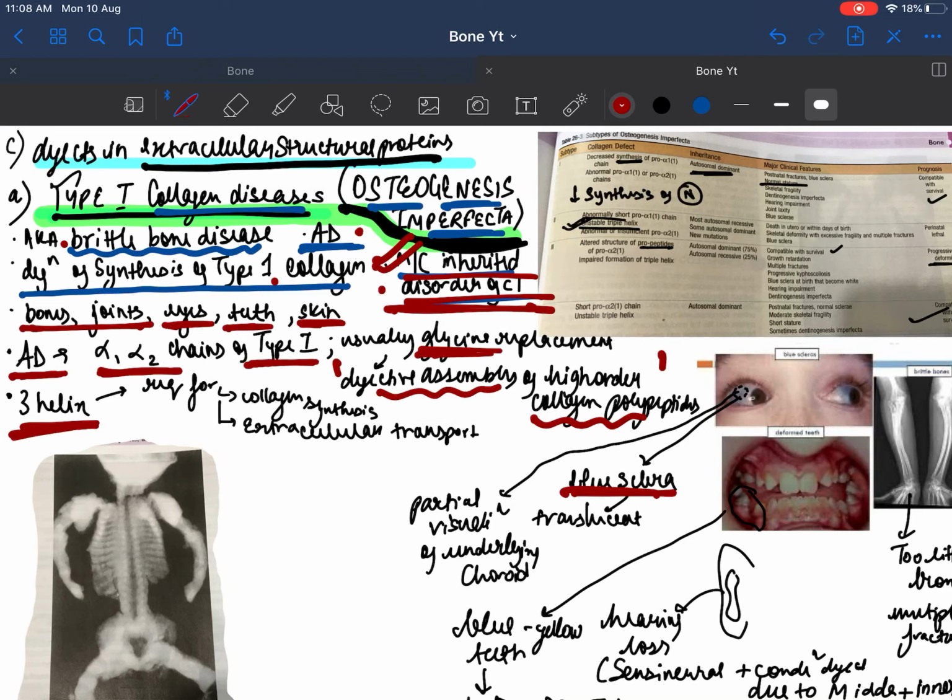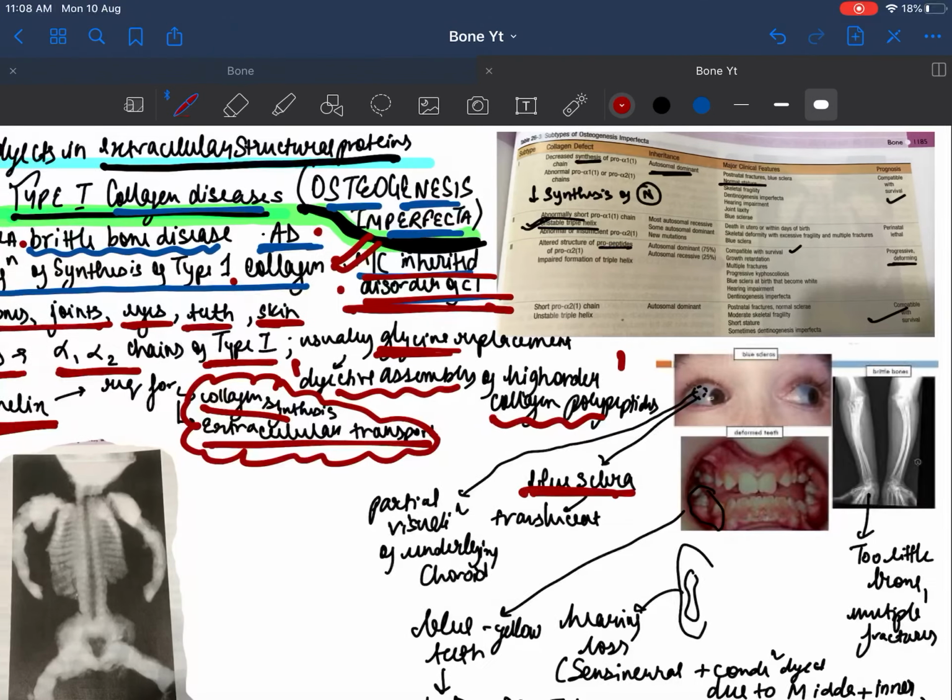Type 1, type 2, type 3, type 4. Actually type 1 and type 4 form a triple helical structure which has different kinds of chains. So in type 1 collagen there is a triple helix formation, which is required for collagen synthesis and extracellular transport of collagen. If the chains are not properly formed, if there's a problem in the alpha 1 and alpha 2, it will lead to an imperfect triple helix which will affect both collagen synthesis and extracellular transport.